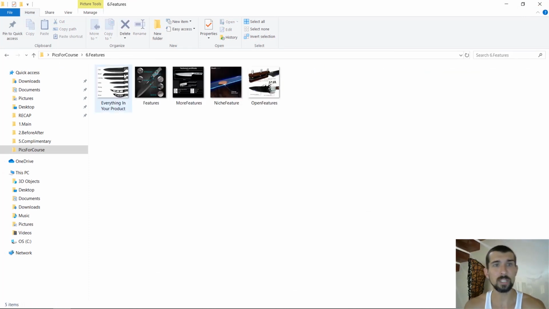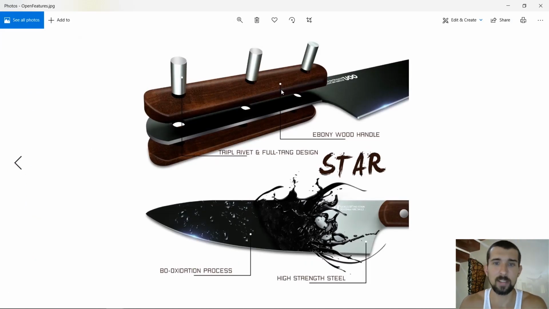Next, we have features. What is features? Well, features is generally what we have with our product. That's to justify logically the emotional part of our pictures. Let's start with this one. We have the Star knife, and here it shows the features. It breaks down the product into features, very popular among electronic products. Like a knife used that. And they also did the B oxidation process, I think, right? When they covered it with this cover of B oxide or something.